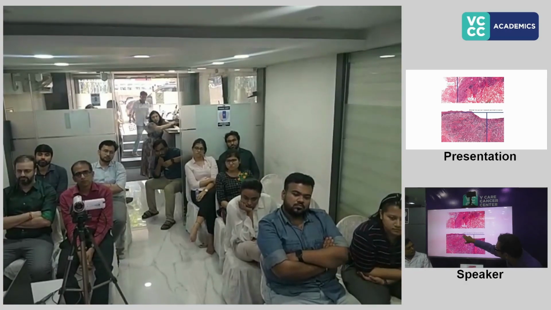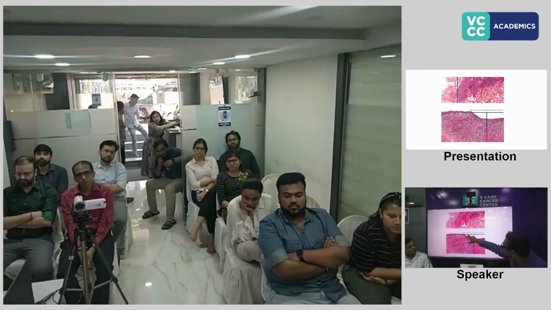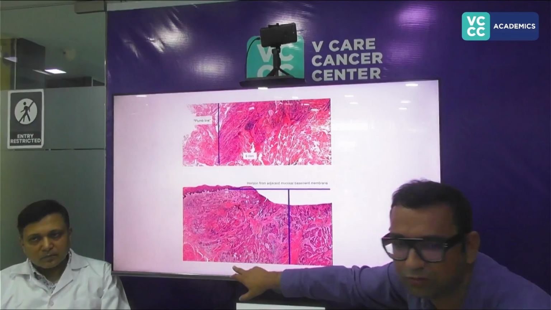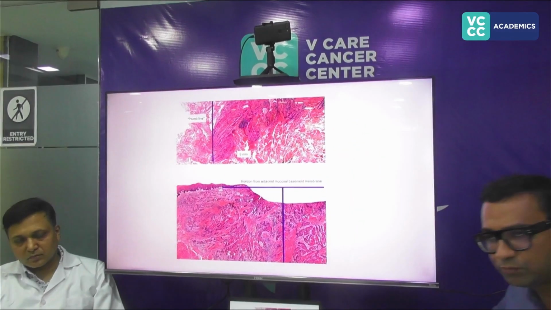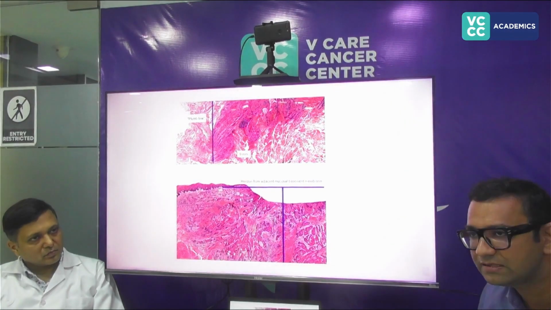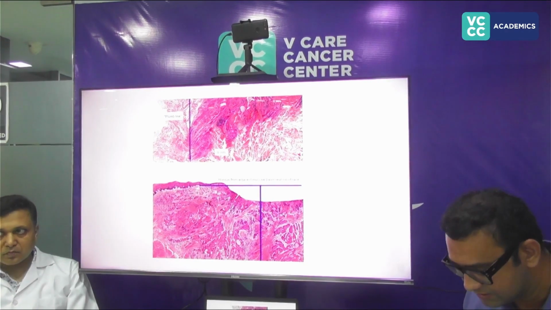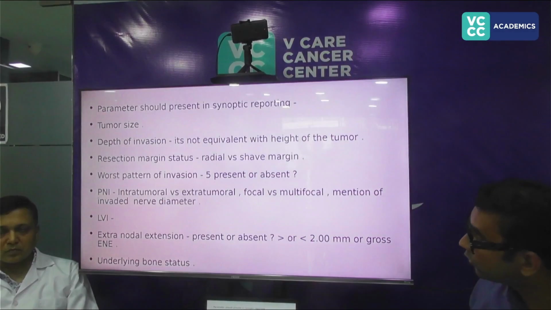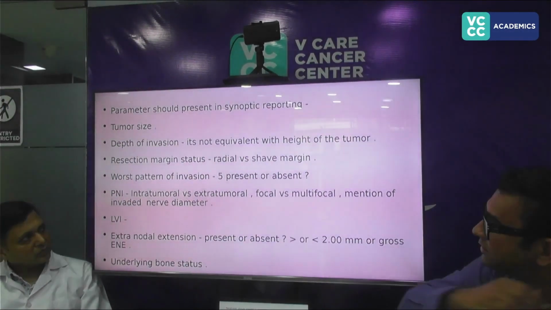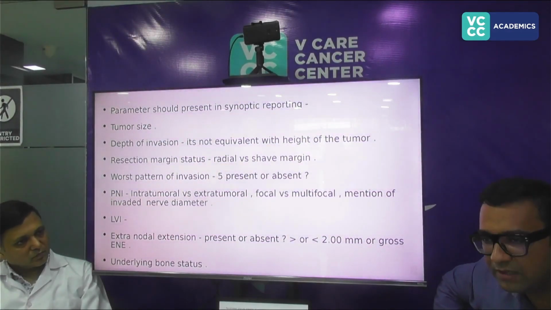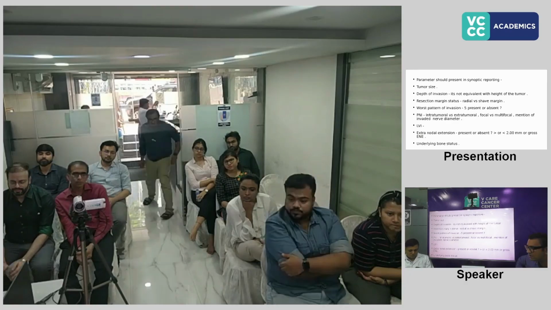Always for calculation of depth of infiltration, we make an imaginary horizontal line from the normal basement membrane, and from that we calculate it. Why is this very important? Because in the AJCC 8 classification, depth of infiltration is an important component for the staging of oral squamous cell carcinoma. Second is your margin status. So basically, in head and neck cancer, we take two kinds of margins. One is the radial margin, one is the deep margin.